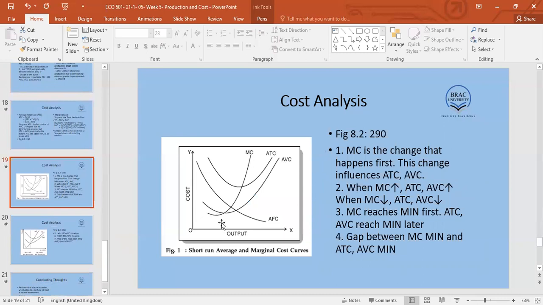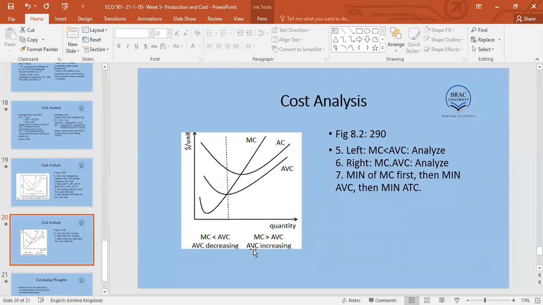Where is the minimum of the marginal cost curve? Over here. Where is the minimum of the average total cost curve? One period later. Where is the minimum of the average variable cost? After the minimum of the marginal cost curve. And over here, what we wanted to show is, on the left part, marginal cost is less than average variable cost. What does that mean? That in order to produce an extra unit of output, our additional cost is less than our average cost. We have an incentive to produce that extra output.